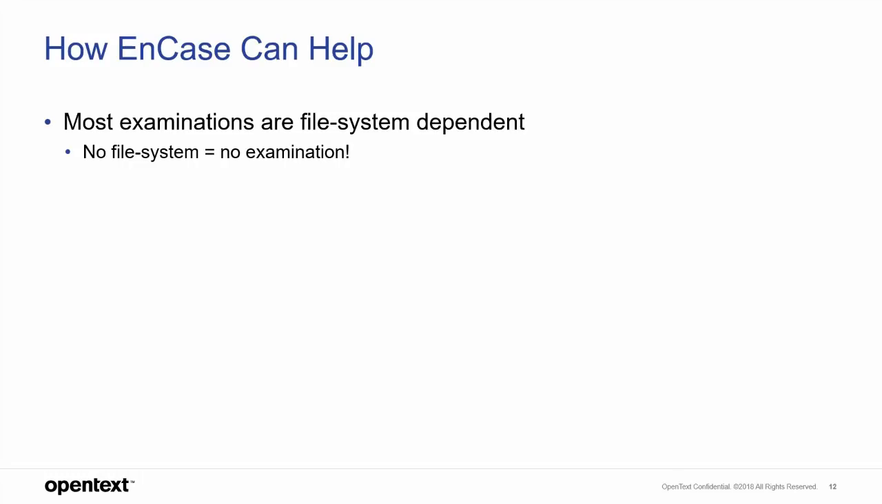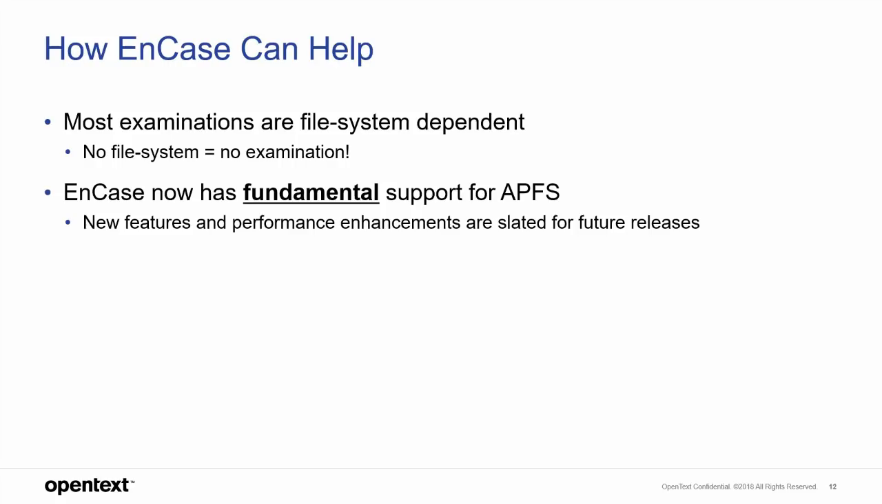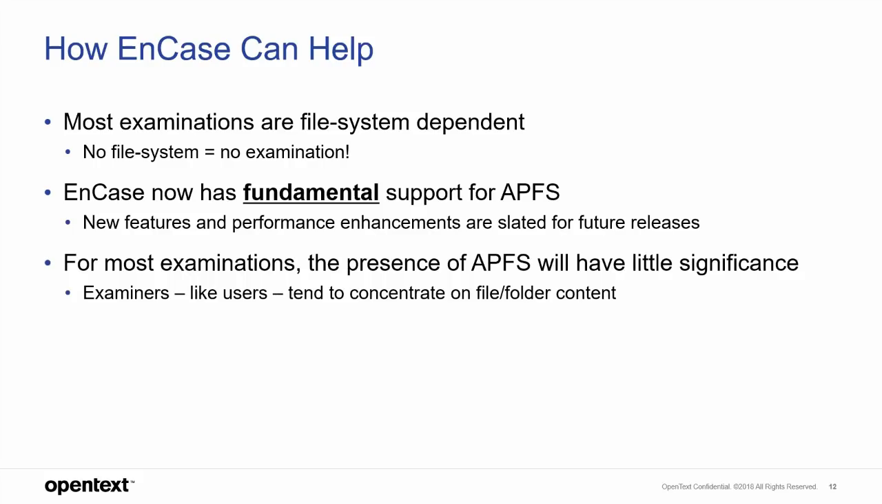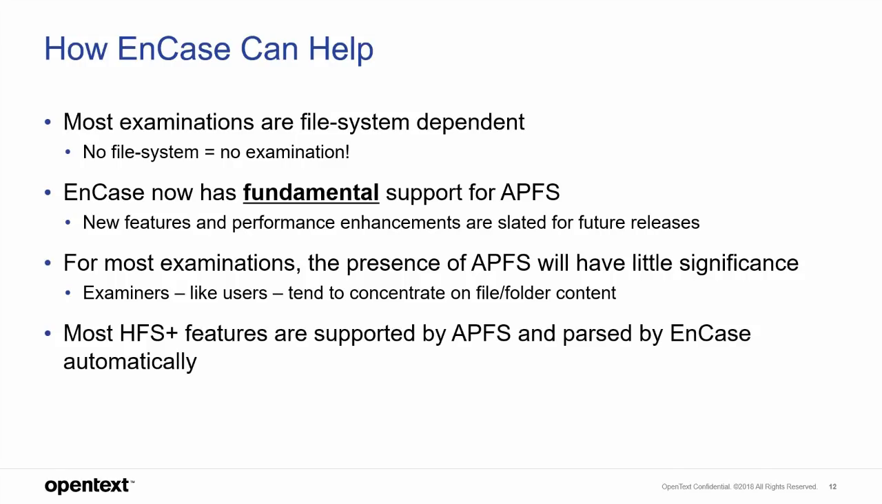It almost goes without saying that being able to examine the file system of any machine under investigation is crucial. Thankfully, when it comes to Mac and Apple devices, EnCase now has fundamental support for APFS. This support will be enhanced over time. From a day-to-day perspective, the fact that APFS is in use probably won't make that much difference to examiners any more than it does to the end user. Files and folders in an APFS volume look pretty much the same as any file system. That said, HFS Plus has some very useful artifacts which are also supported by APFS and parsed by EnCase as a matter of course. We will be looking at a couple of examples of these shortly.